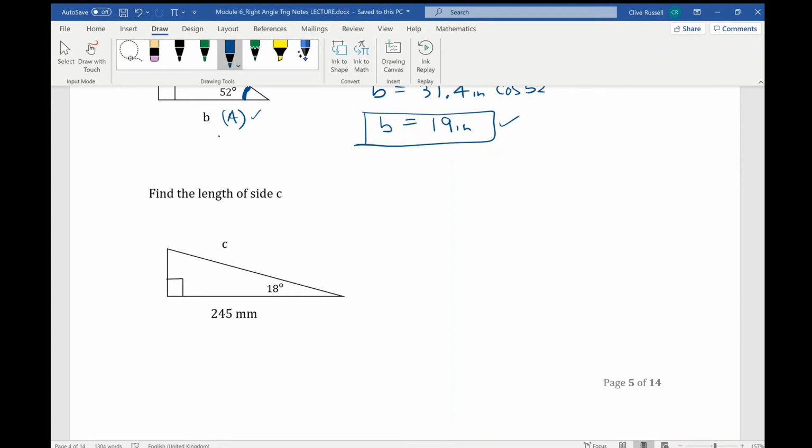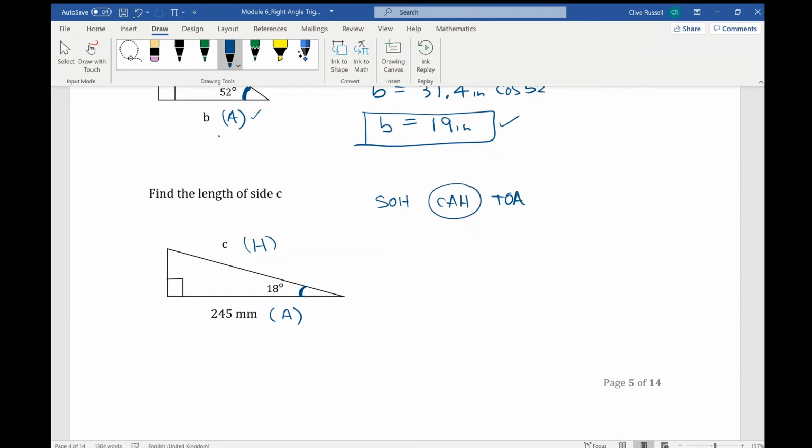We want to find a third side. So we're going to be using SOHCAHTOA again. But we have to know which of these three we will be using. Well, let's label our angle. That's our reference angle. The c is obvious, so the hypotenuse is opposite the 90 degrees. The 245 is our adjacent. We don't care about any other angles. So now we're looking for a ratio involving adjacent and hypotenuse. So again, it's the cosine.